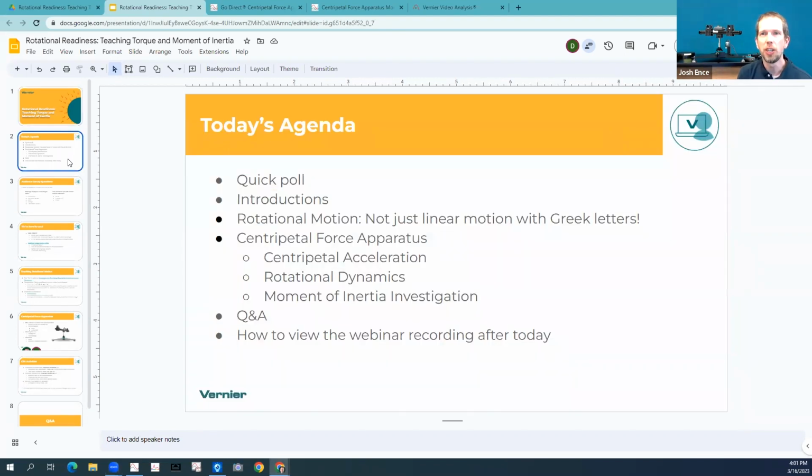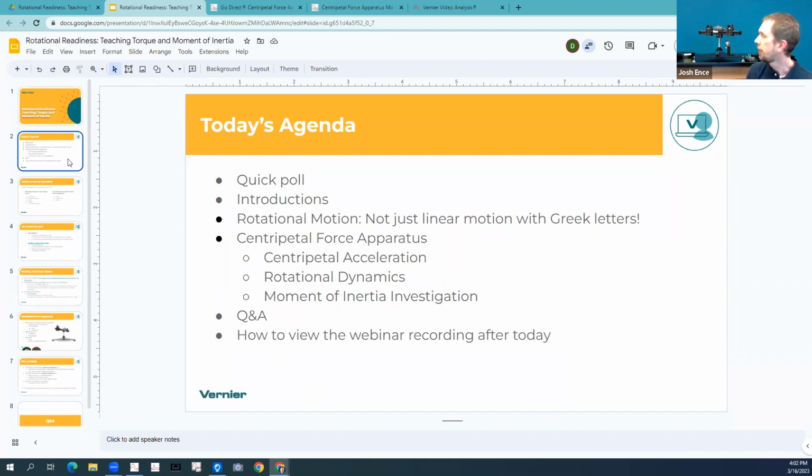We're going to do a number of things today. I want to start off with a quick poll just to get to know you a little bit better. I'll introduce myself and my colleague Verl here, who will be answering your questions in the chat. I want to talk a little bit about teaching rotational motion, just an overview and some conceptual ways that you might choose to do that.